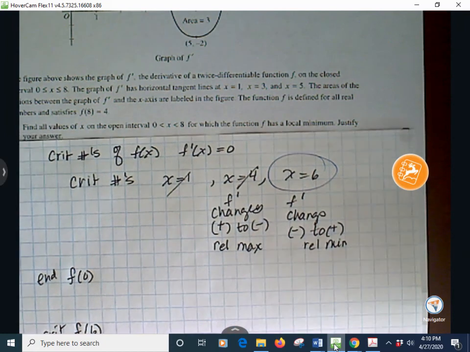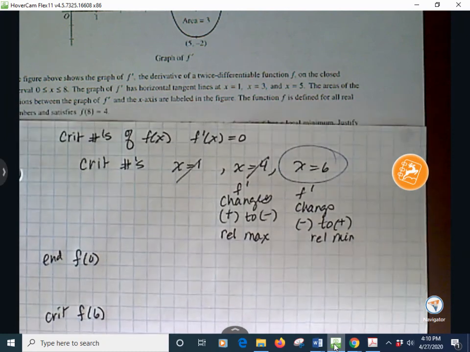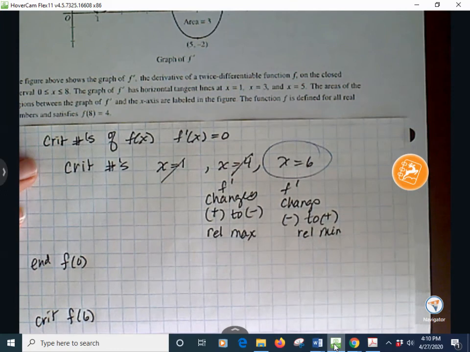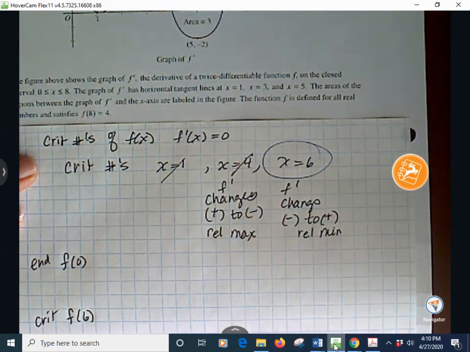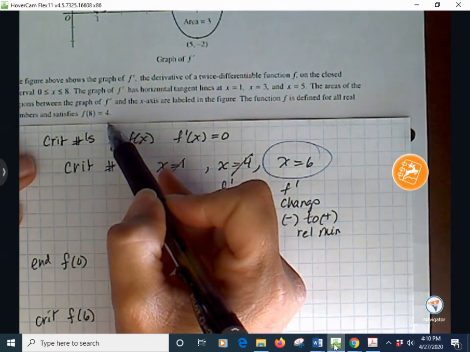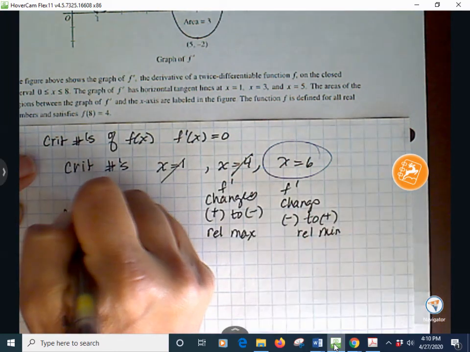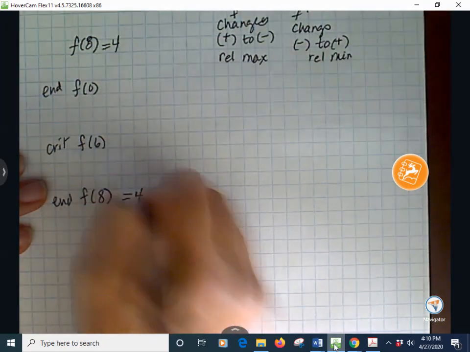All right, so now that I've got that, let's look at what they say in this problem. If I want to find the values, they do give me a value: f of 8 equals 4. So f of 8 is equal to 4, which means I've got this value.